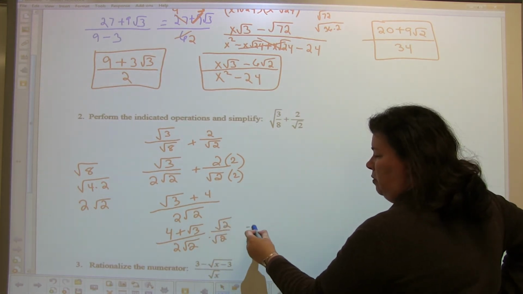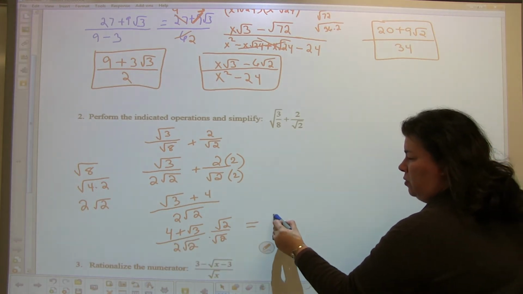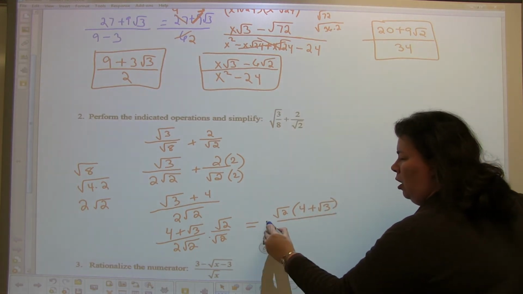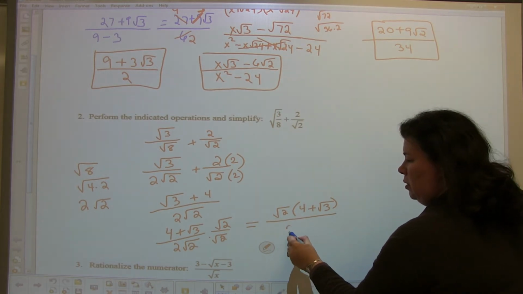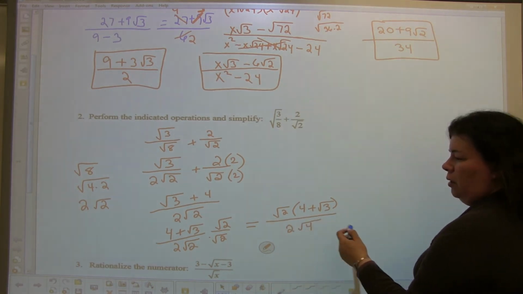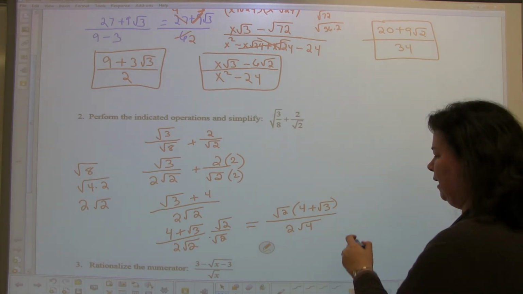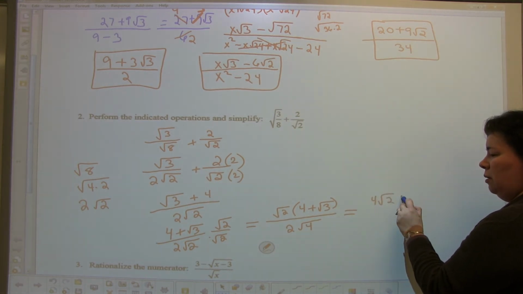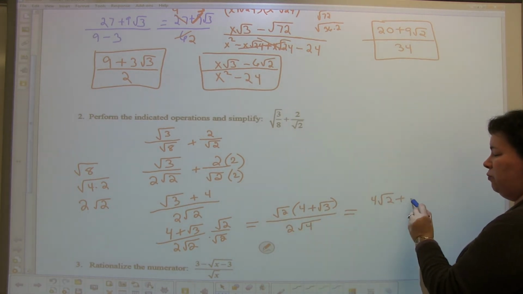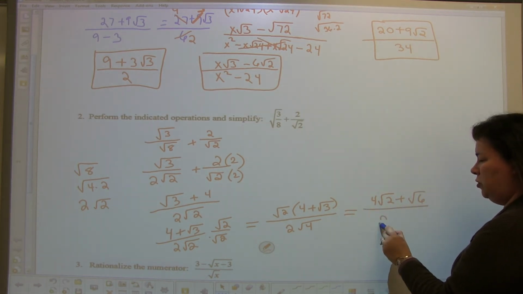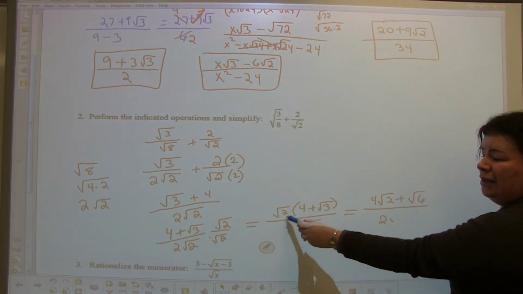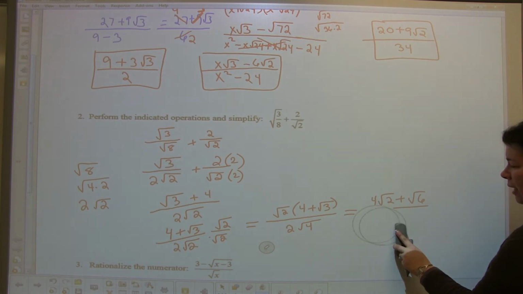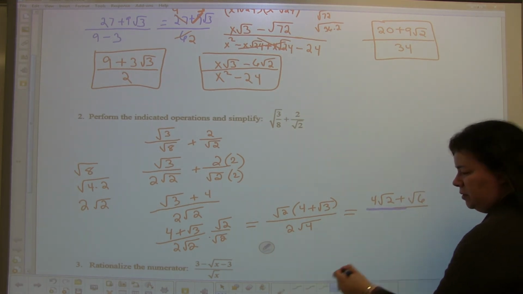So when we go ahead and do that, we're going to actually get the square root of 2 times the quantity 4 plus root 3 all over 2 square root of 4, which we will do in a second. So if I go ahead and multiply this, I'm going to get 4 root 2 plus, now root 2 times root 3, remember, is root 6, all over 2 root 4. Now the square root of 4 is 2, so we could just do 2 times 2, which is 4 here. So why don't we make this 4 right now?